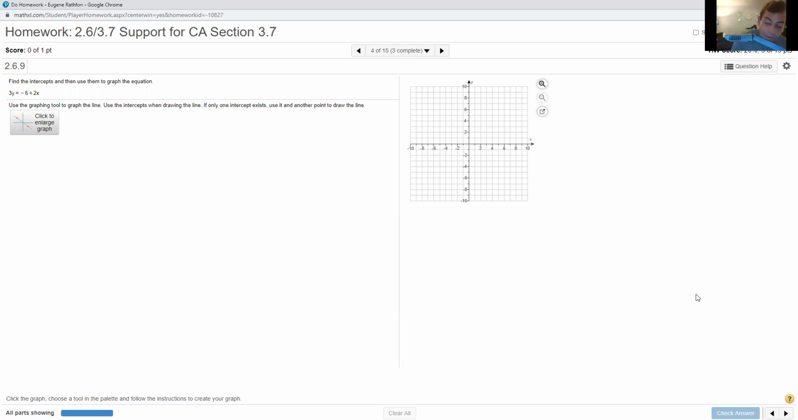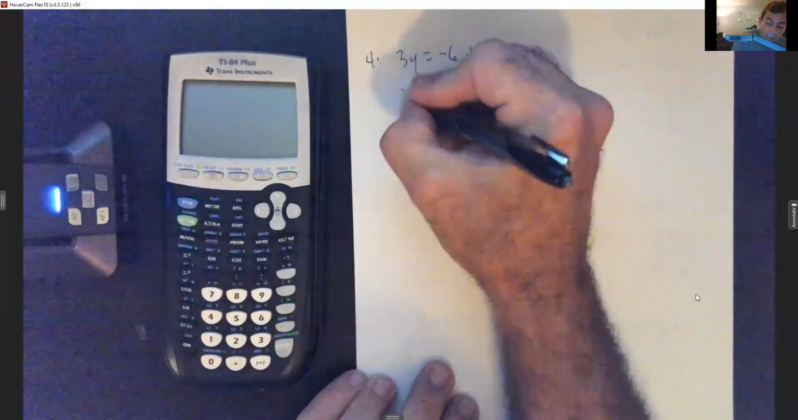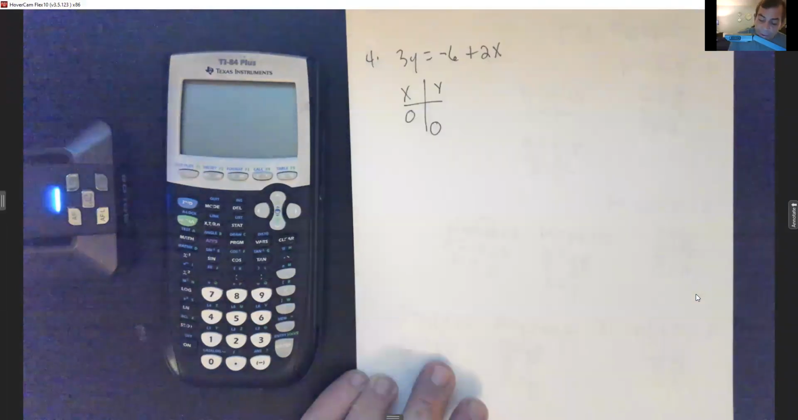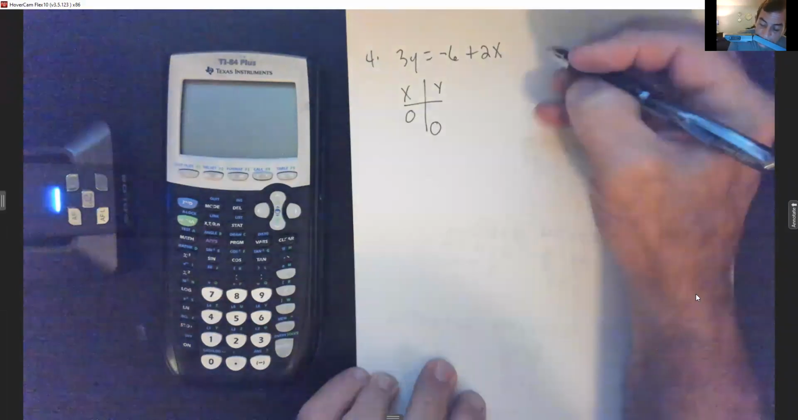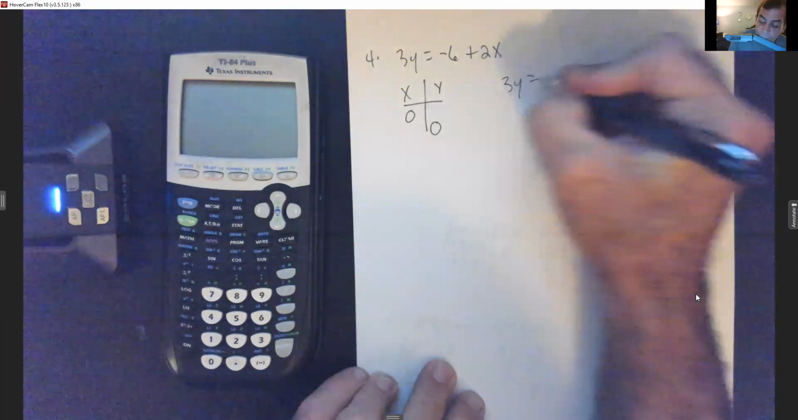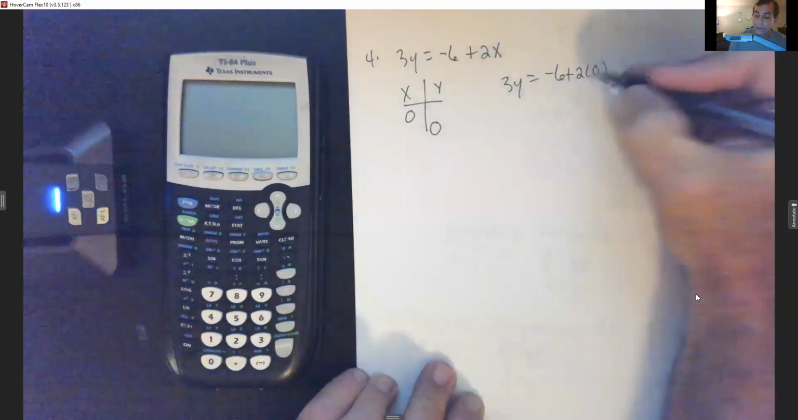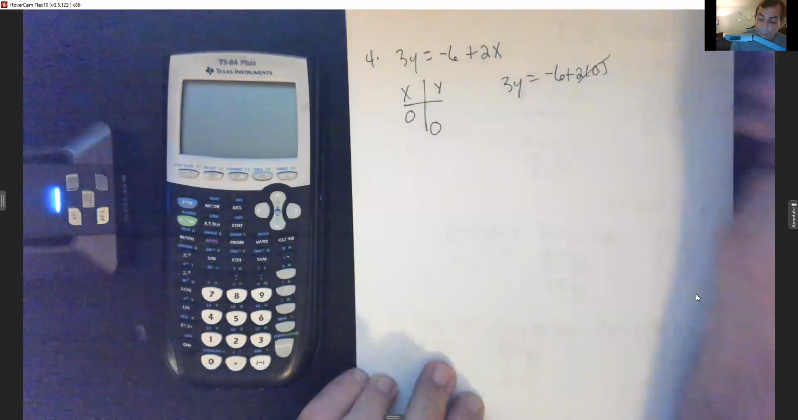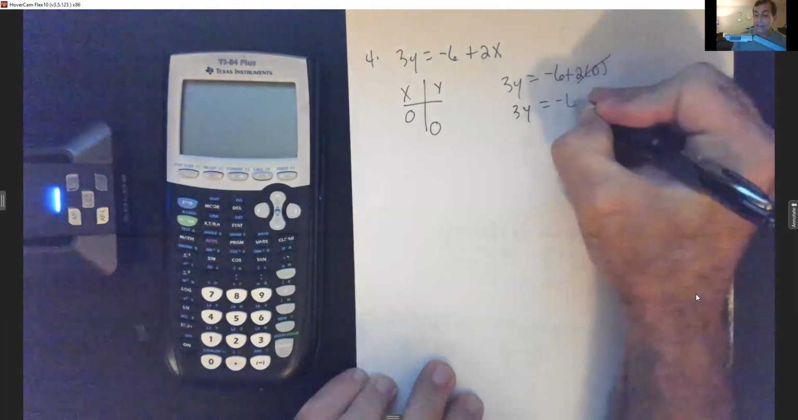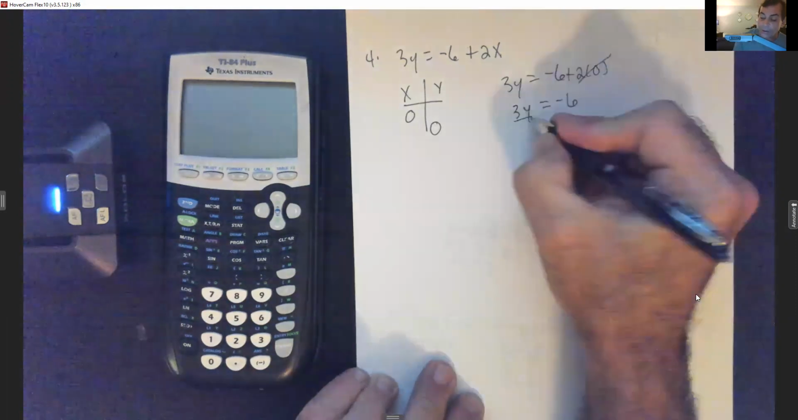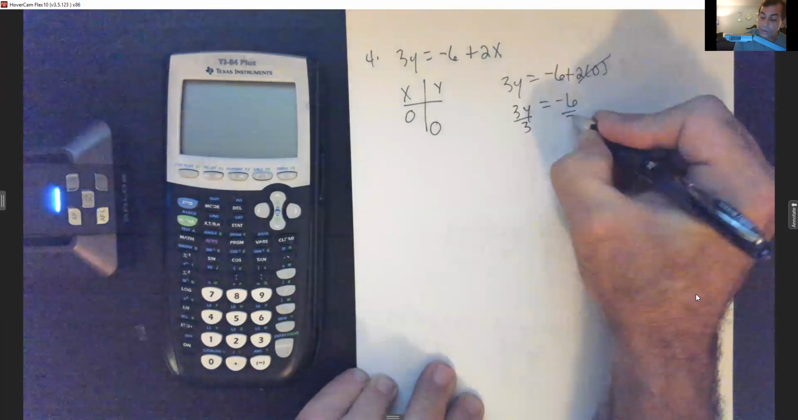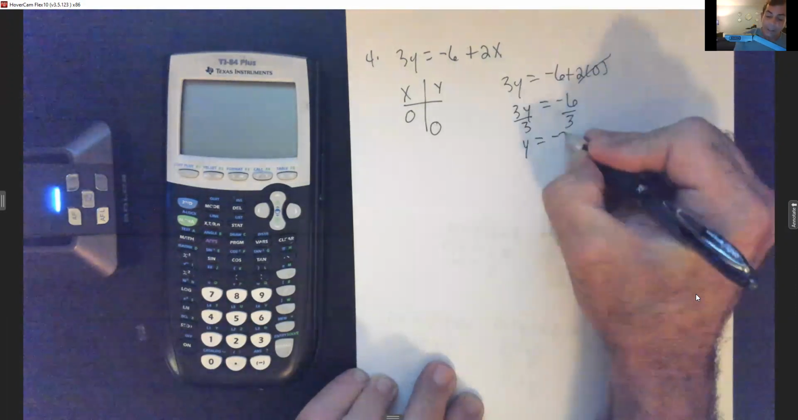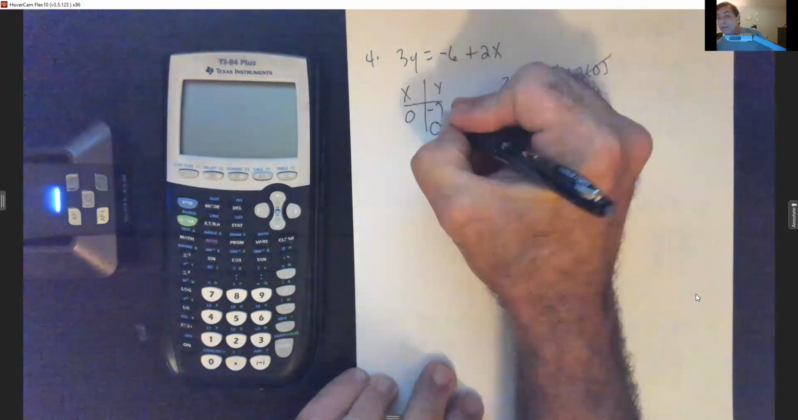All right, so intercepts means I'm going to do the x and the y with a 0 and a 0. So put a 0 in for the x. I got 3y equals -6 plus 2 times 0. Well, y'all, the 2 times 0 is gone, so 3y equals -6. To finish that, we divide by 3, and y equals -2. So my first point is 0, -2.